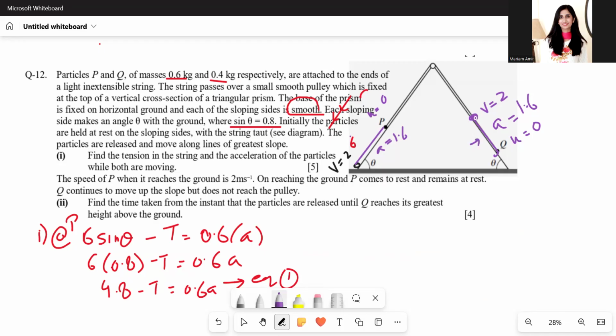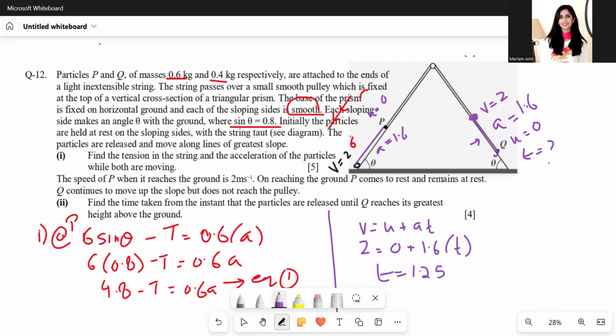So we have V, we have A, we have U, we need T. So we can use v equals u plus at. So 2 equals 0 plus 1.6 times T, which gives 1.25 seconds. Okay, so this time is 1.25 seconds.